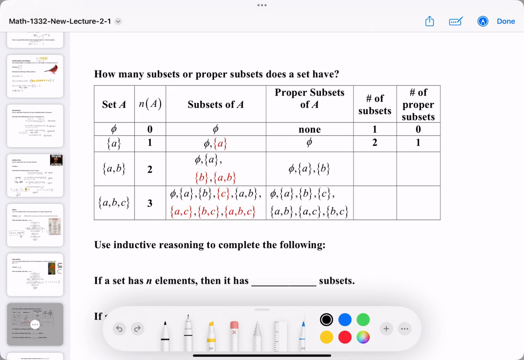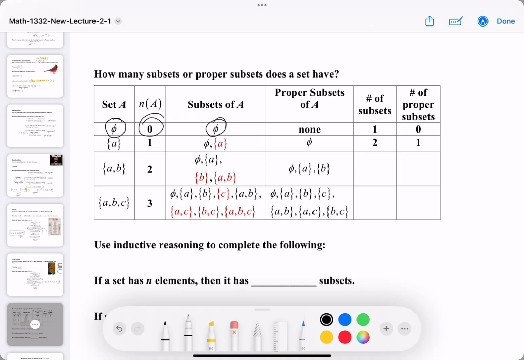First, let's start from phi. If I have the set phi, what is the cardinality of phi? How many elements are in this empty set? Nothing. No element. So the cardinality is 0. And the subset of the empty set is the empty set, phi.